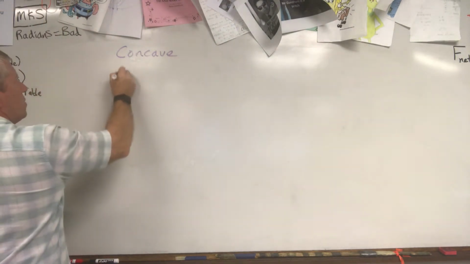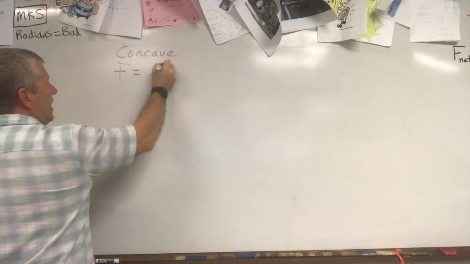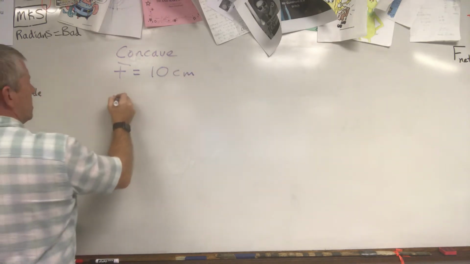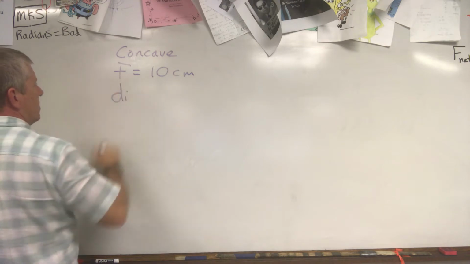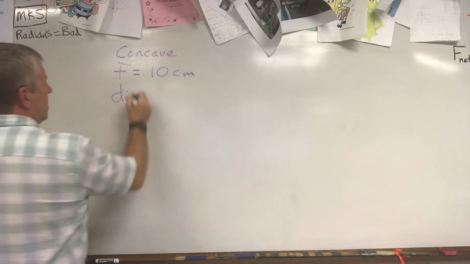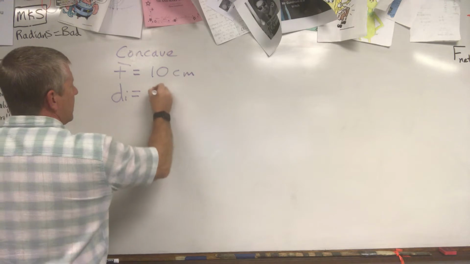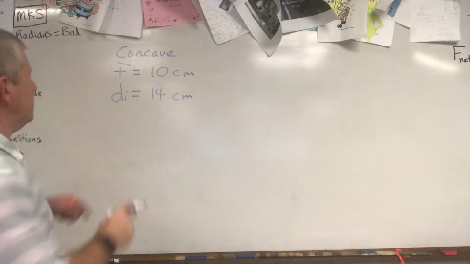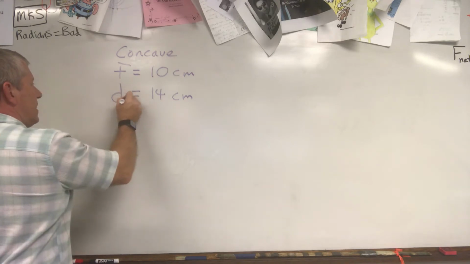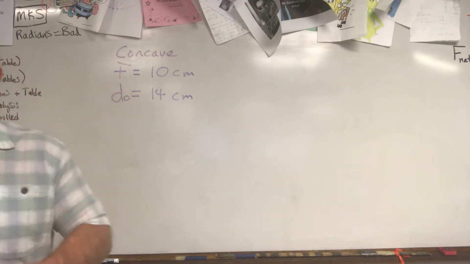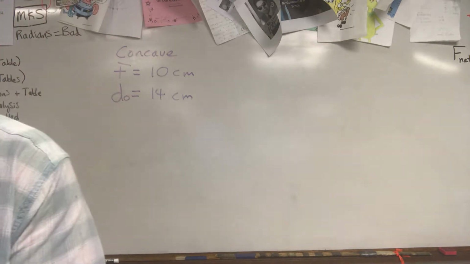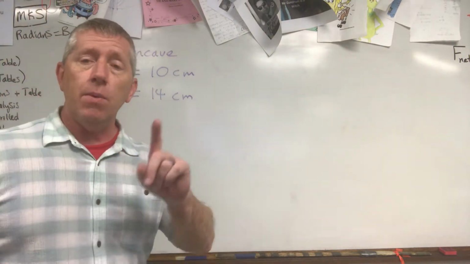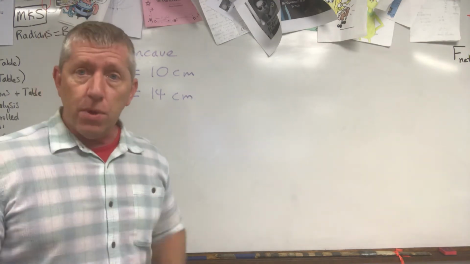And it has a focal length of 10 centimeters. And we're going to put an object. Distance of the object is 14 centimeters from the mirror. Oh, that's just distance of the image. Distance of the object is 14 centimeters from the mirror. And then let's go ahead and calculate what's the distance of the image, what's the height of the image, and what's the magnification factor. Let's go ahead and get her done.